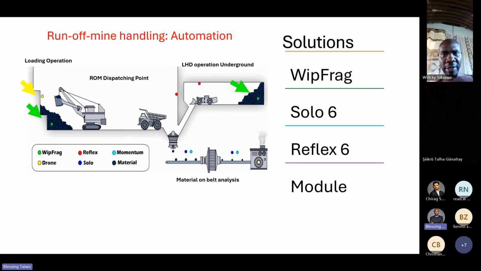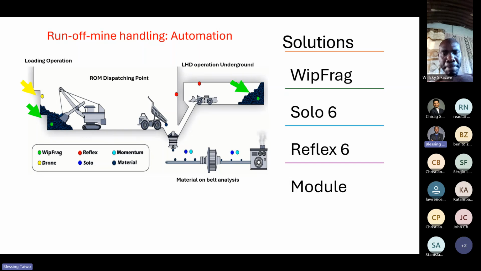called the Solo 6, which is a hardware version of the software. In this case, the hardware has a camera section that takes the picture automatically and analyzes the picture on the go. So this is an automated version of the software. There is a camera on board that takes pictures of material on moving conveyor belts, as you can see, denoted by the blue dots here.